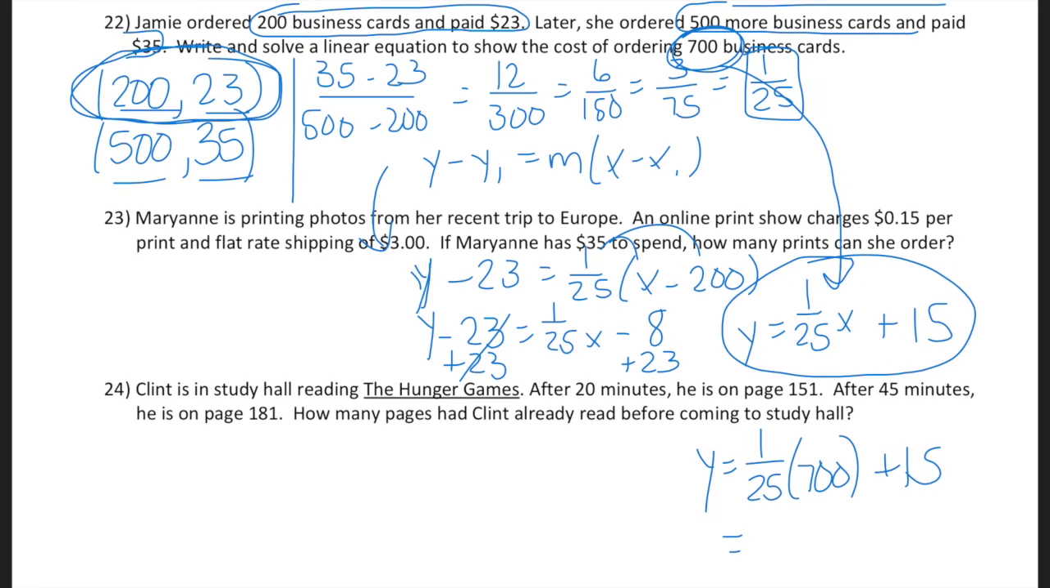All right, 700 divided by 25 is 28. Plus 15 is 43. So it would cost Jamie $43 to buy 700 cards.